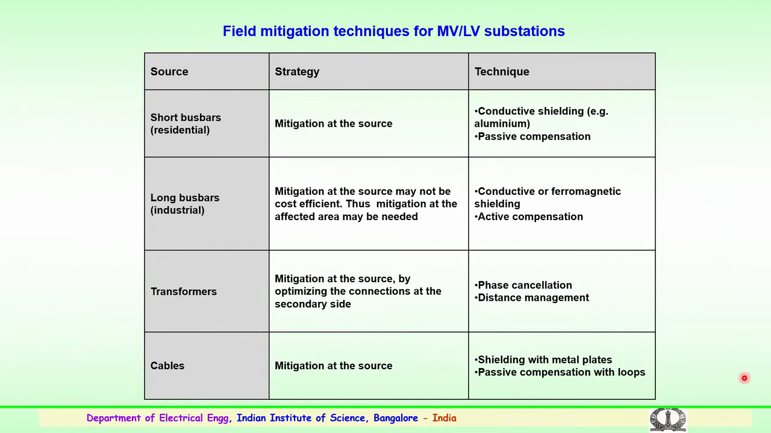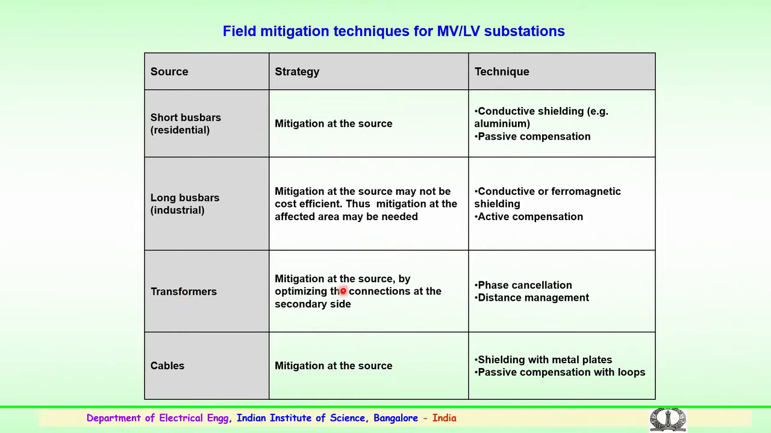So, the field mitigation techniques employed for the medium voltage and low voltage substations. These are the various sources: bus bars near the residential areas, long bus bars in case of industries, and the transformers and cables being the major equipment. Again, the transformers depend upon the rating and the load being connected, and the cables are also to be mitigated. So, strategy for mitigation at the source level could be done. Again, mitigation at the source may not be cost efficient for bus bars, thus mitigation at the affected area may be needed, that is wherever near the industry, the area has to be taken care of.